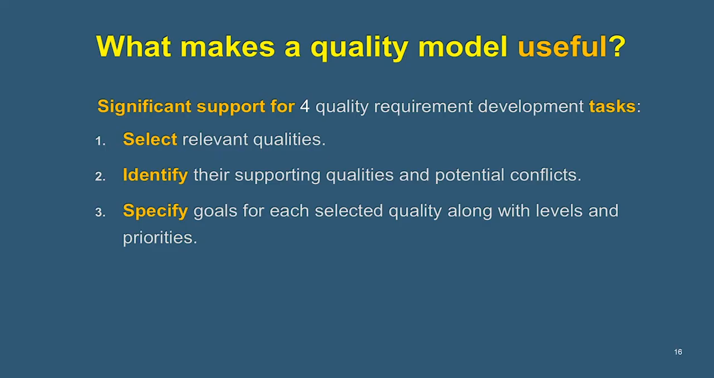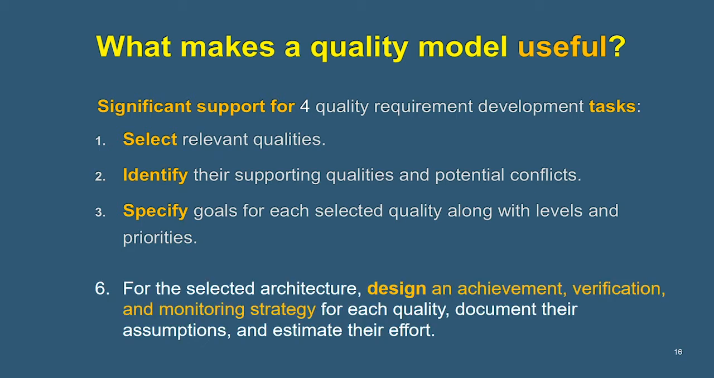Okay, so what makes a quality model useful? What do I have to do about these quality models? I've got to select the ones that are relevant to my project. I need to identify the other qualities that support the quality I care about. And if it's safety, that's pretty much everything else. And I've got to specify the goals, the levels, and the priorities for each of these individual qualities. And then finally, for the selected architecture, I need design and achievement monitoring and verification strategies. You've seen those before. For each quality, and an estimate of effort.